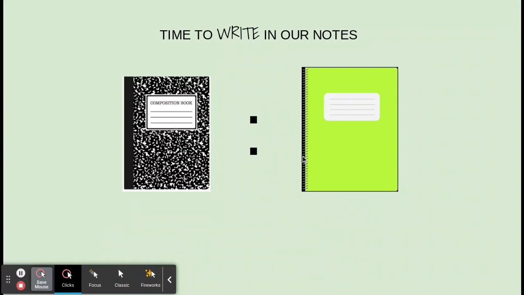All right, time to write in your notes on the top section. There's a few fill in the blanks, and you get to find the cross product of two ratios.